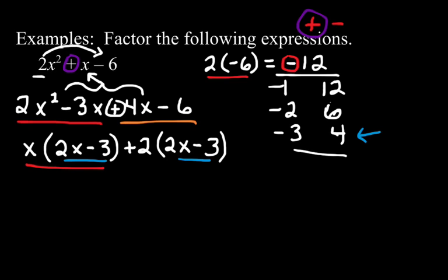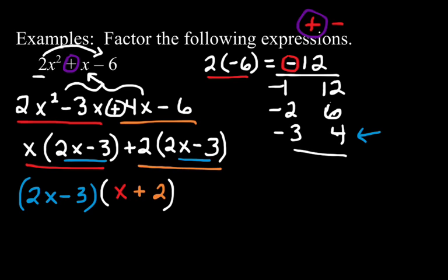So first half, second big term, you'll notice that we can factor out the 2x minus 3 from both of them. And what we have left then in the first term is going to be the x. And what we have left in the second term is that plus 2. And again, once we get to that point, we are done.